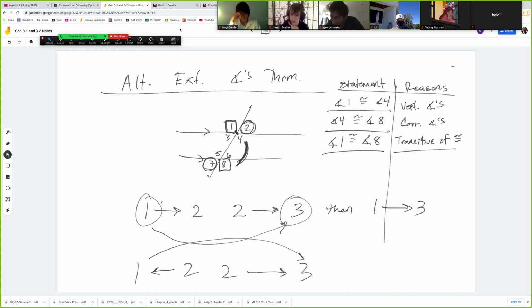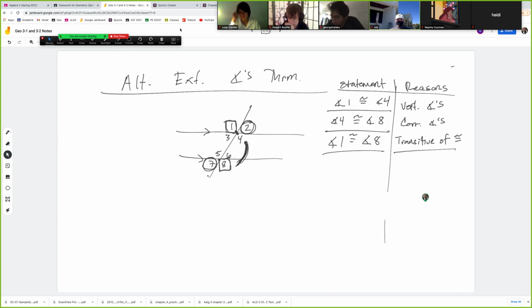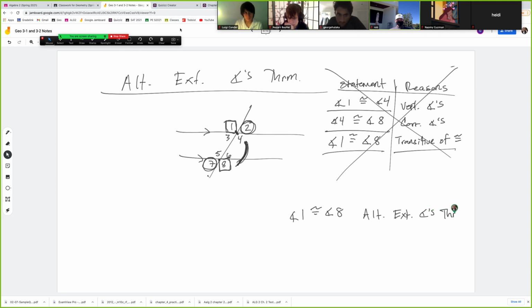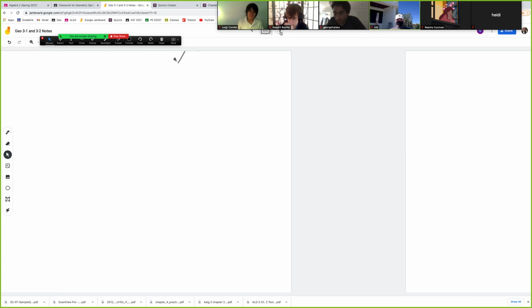Now, you will need to understand that logic. That logic must stay with you. However, for alternate exterior angles, no longer do you have to do all those steps. You can simply say 1 is congruent to 8 because of the alternate exterior angles theorem. That's what you can write on your proofs. That's all you need. All right, let's continue on.